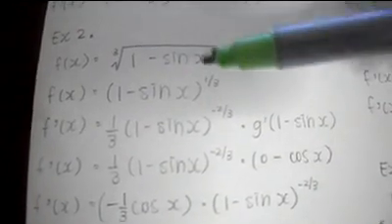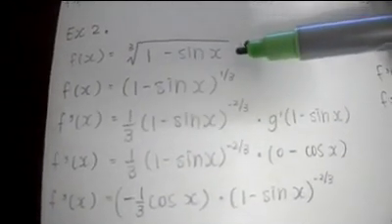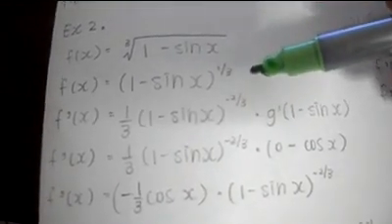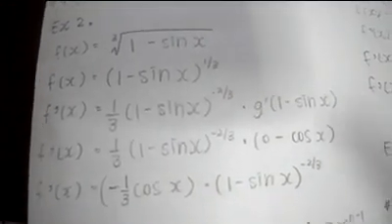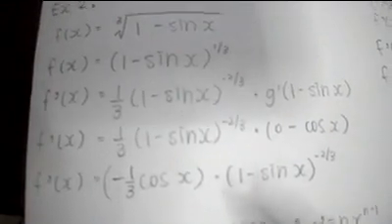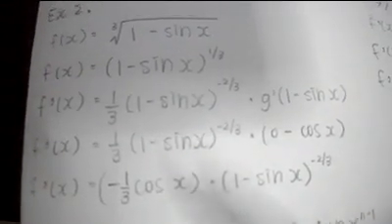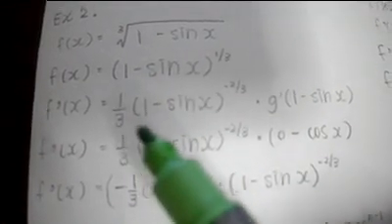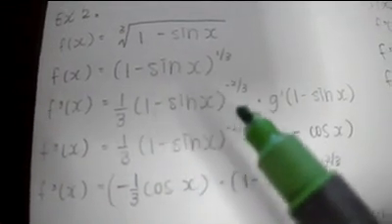We have the cube root of 1 minus sine x. We can rewrite this as 1 minus sine x to the power of 1/3. Now we can find the derivative of the outside function, which is the power of 1/3, and we get 1/3 times 1 minus sine x to the power of negative 2/3.